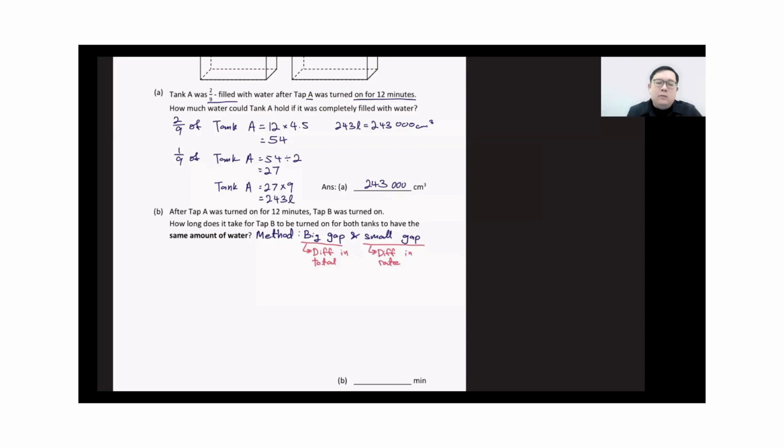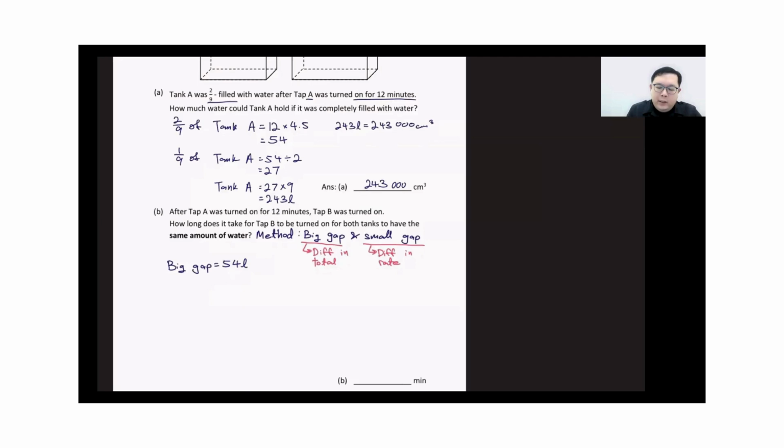So at first, what is our big gap? Our big gap is 54 liters because tab A has been on for 12 minutes. Tab B then was turned on. So this means tank A already has 54 liters of water, while tank B still has 0.